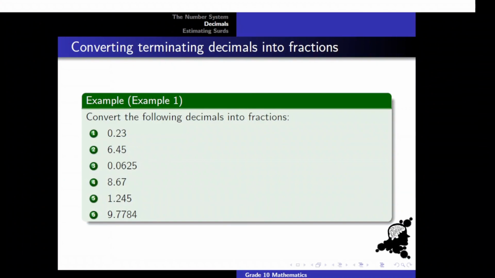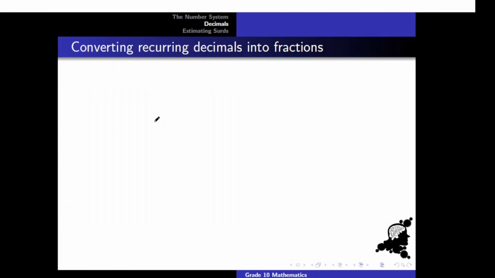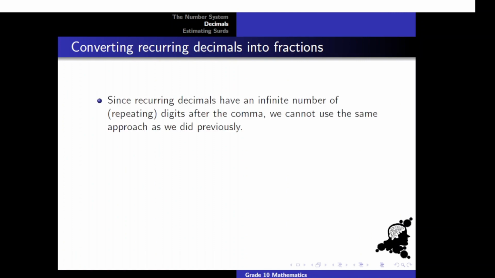Alright, let's move on. Now that we know how to convert terminating decimals, we also need to find out how to convert recurring decimals into fractions. Because remember, we said both terminating and recurring decimals are rational numbers. Now notice that recurring decimals have an infinite number of repeating digits after the comma, so we cannot use the same strategy that we did right now.